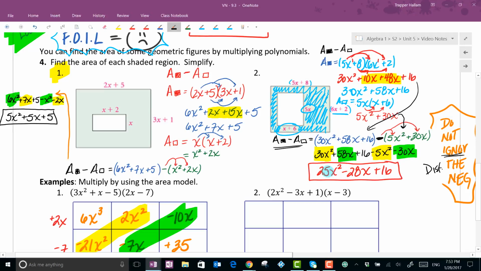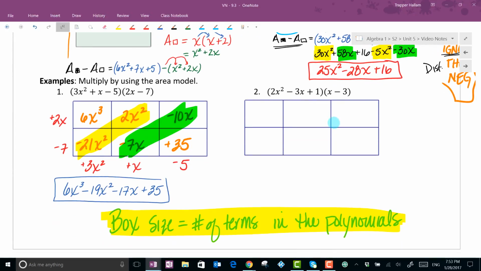Like terms are in the yellow. You can see I've combined those. Like terms are in the green. You can see I've combined those, and then 16 plays out. So from there, then, we're going to go down to our last example. And this happens to be not binomial multiplication. This is a trinomial times a binomial, where a trinomial times a binomial doesn't really matter how it plays out.